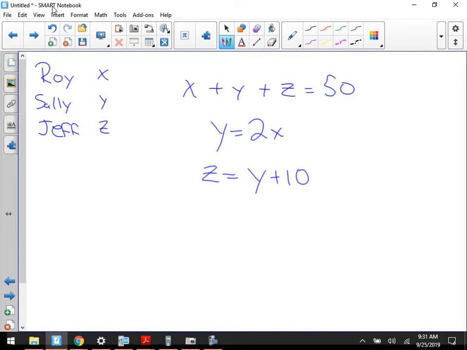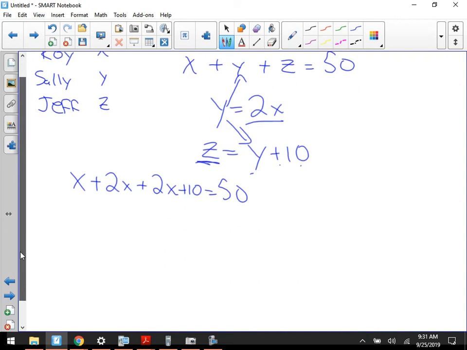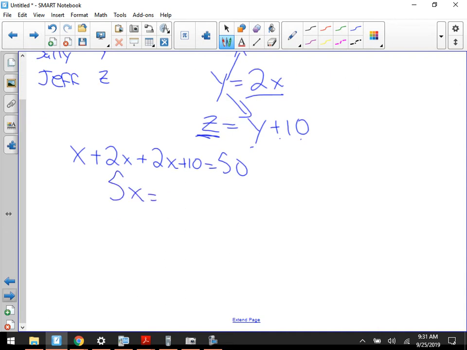Since I know that y is 2x, I can substitute that there. So I know that so far I'd have x plus 2x plus, well, z is y plus 10, but what's y? 2x. By doing it that method, you're able to go ahead and do a ton of substitutions without a big deal. So you have x, 2x, 2x, and 10 is 50, so that's 5x is 40.